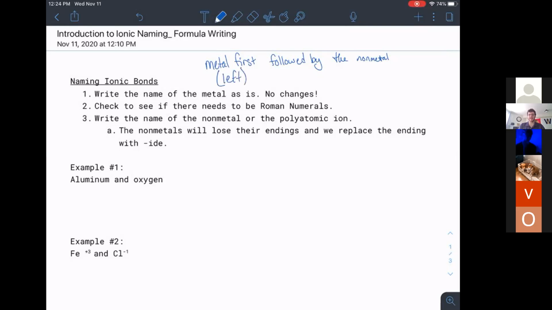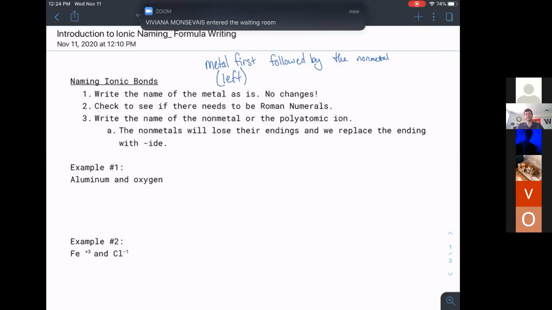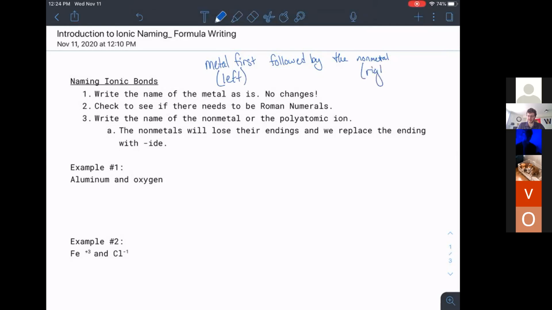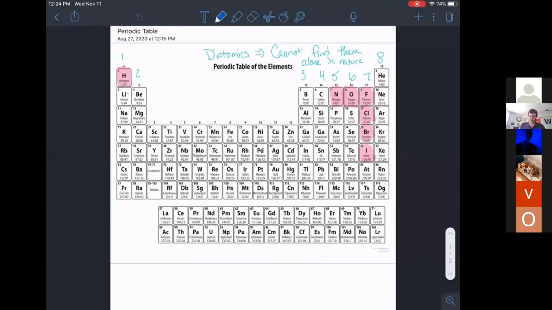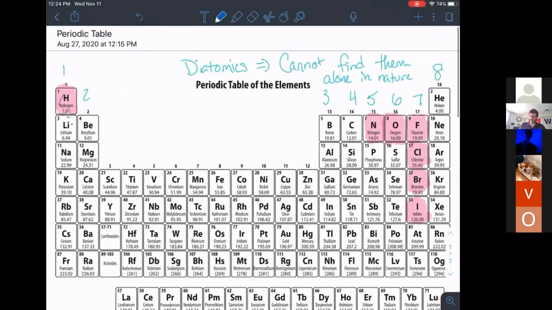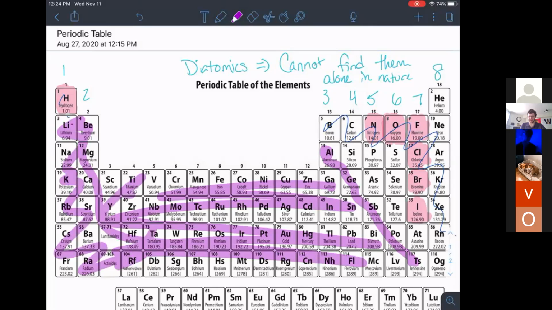So our metals are found on the left, which means where will we find those nonmetals? Then it should be on the right. Perfect. If we remember looking at our periodic table, the nonmetals are all the ones on this side, and our metals are everything on this side right here. These are all the metals way over here. Anything highlighted in purple is a metal. Everything else is a nonmetal.